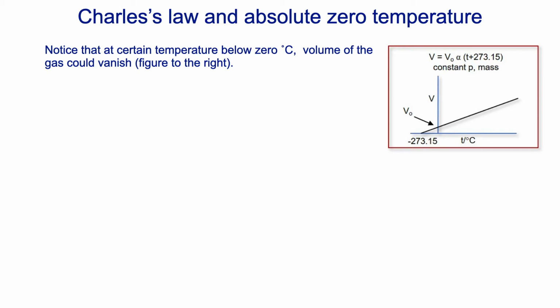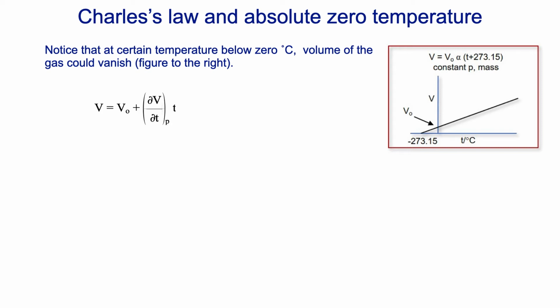And obviously the volume of the gas at this temperature should have diminished to 0. And below this temperature, the volume actually should become negative, which is not possible. And so this is an interesting case for Charles' law extrapolation. And so let's analyze this in more detail, what's going to happen here.